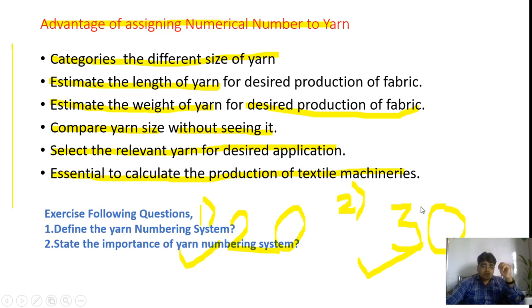Okay. Now you exercise these two questions. These two questions have a maximum probability of appearing in your SBT examinations. Question one: define the yarn numbering system. Question two: state the importance of yarn numbering system. So try to write down the answers for both of these questions.